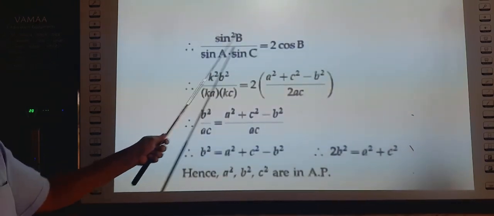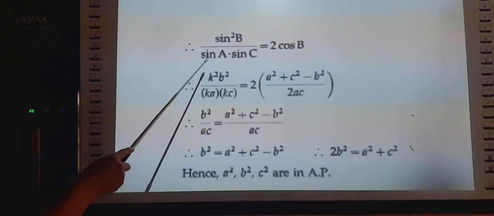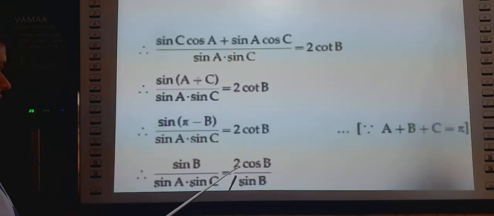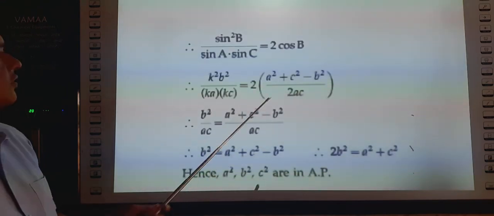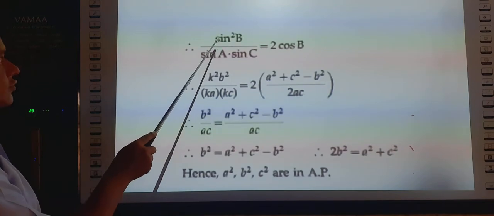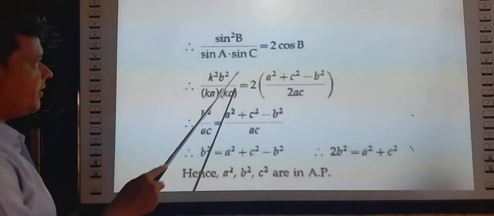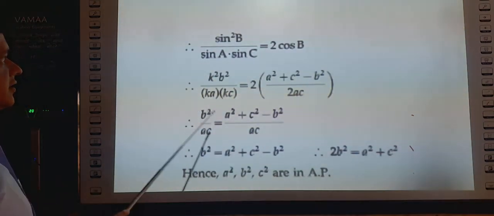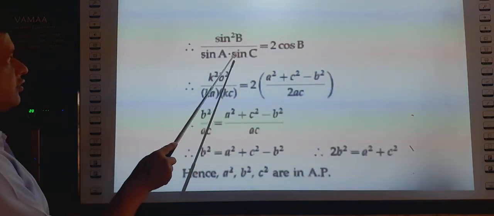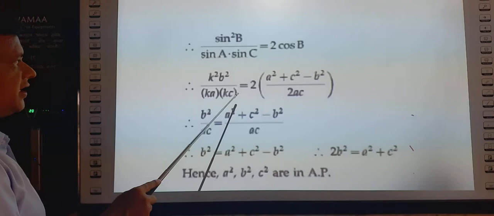So we get sin square b in the numerator, and in the denominator sin a into sin c. On the RHS, 2 cos b is as it is. So we use the sine rule. Substitute the value of sin square b as k square b square, substitute the value of sin a as ka, and substitute the value of sin c as kc.